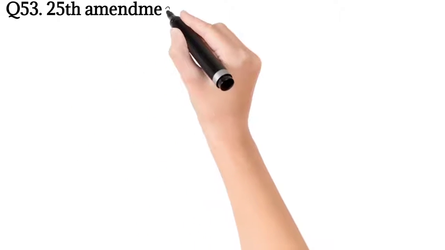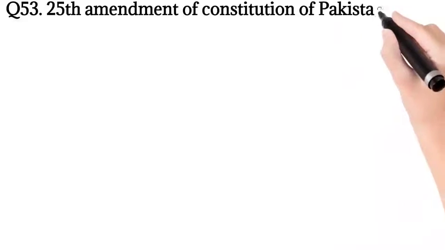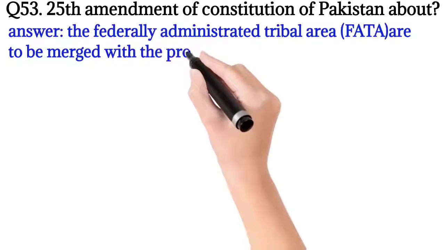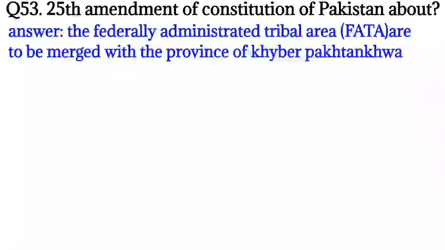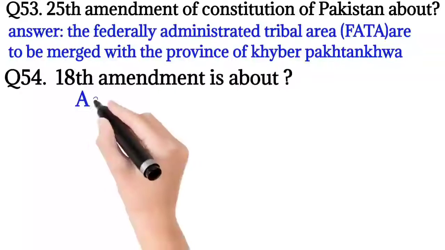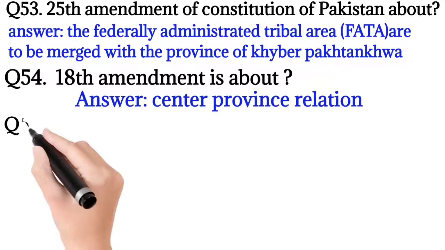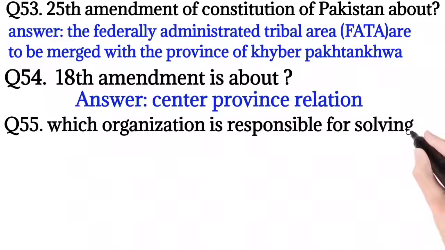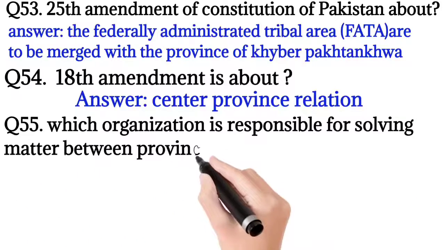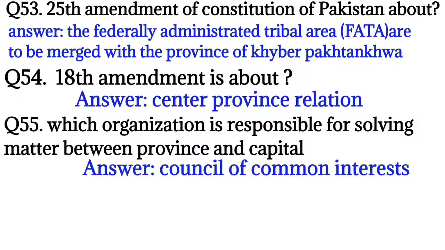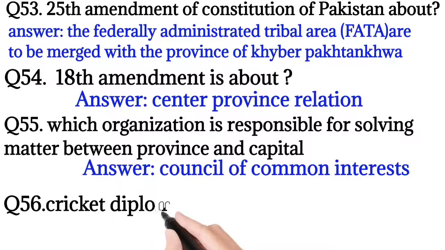Question number 53. 25th Amendment of Constitution of Pakistan about. So the answer is the Federally Administered Tribal Areas, FATA, are to be merged with the province of Khyber Pakhtunkhwa. Question number 54. 18th Amendment is about center-province relation. Question number 55. Which organization is responsible for solving matters between province and capital? So the answer is Council of Common Interests.